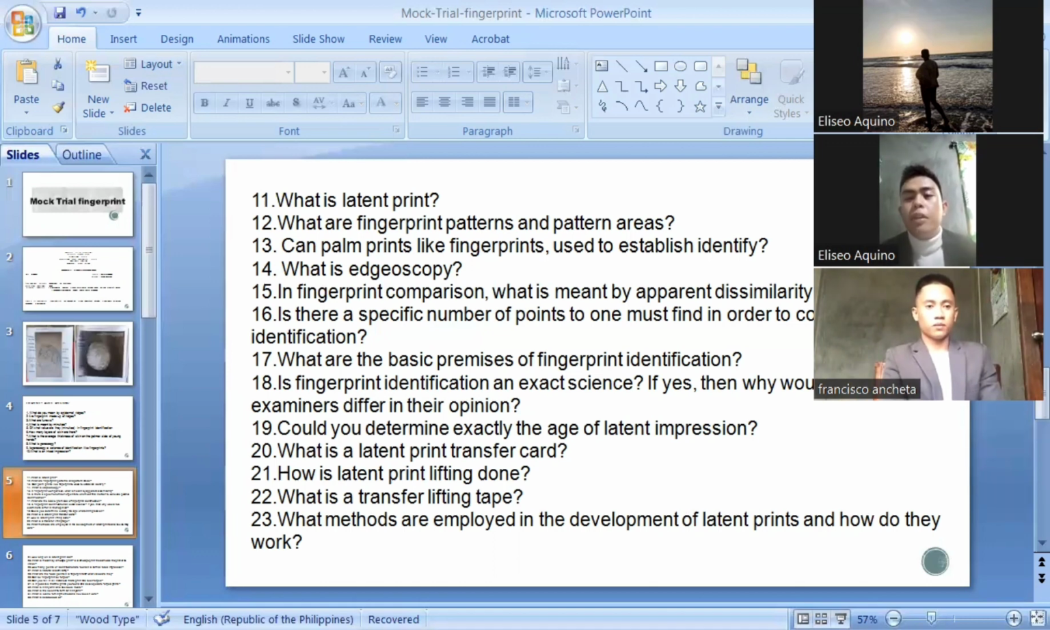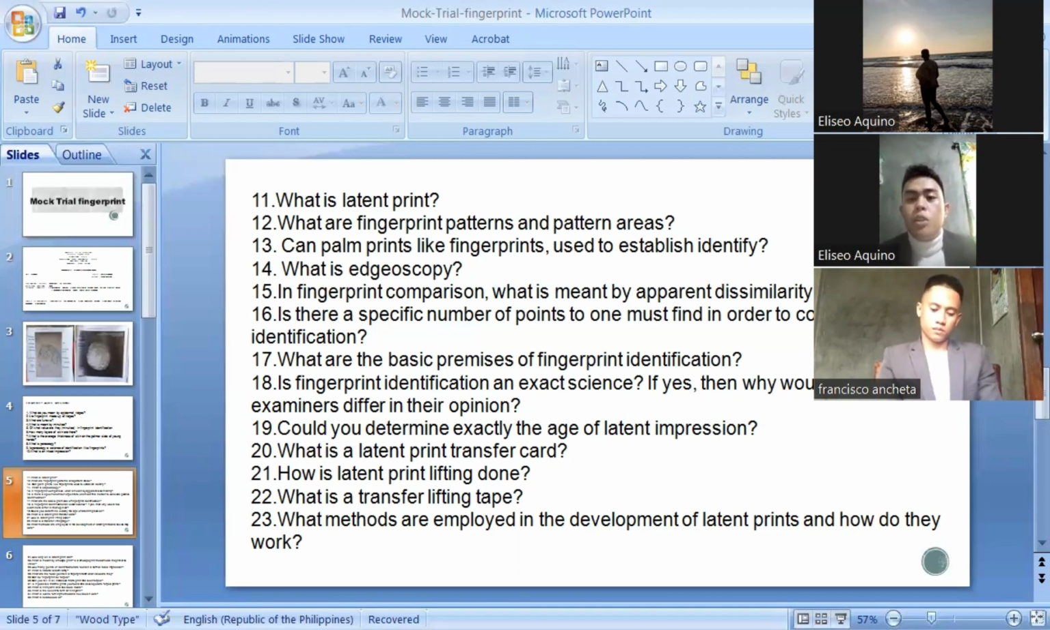How is latent print lifting done? This is done by coating fingerprints with powder, lifting them, and then taking them to the forensic lab where they are compared to the fingerprints in the database.